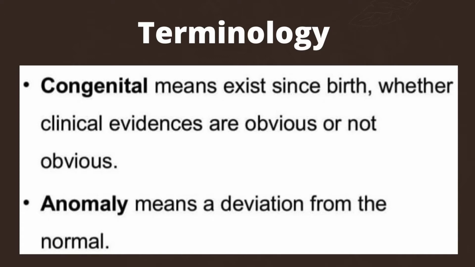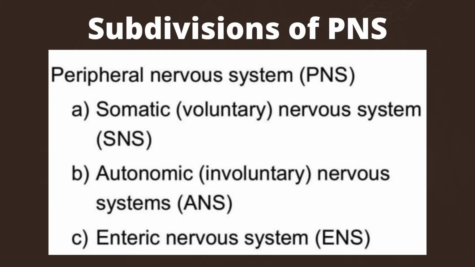Then we will talk about subdivisions of PNS. PNS stands for Peripheral Nervous System. It has three parts: A, B and C. A is the somatic nervous system, second is the autonomic nervous system, and third one is the enteric nervous system. Somatic nervous system is also called SNS, autonomic nervous system is called ANS, and enteric nervous system is called ENS.